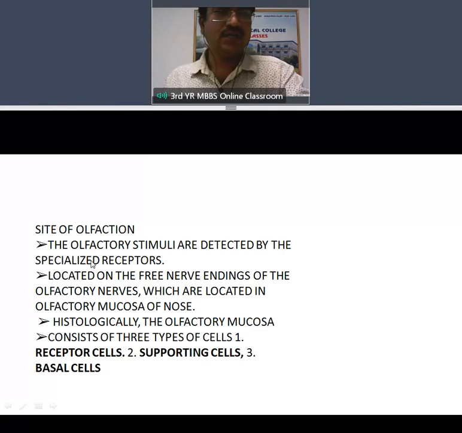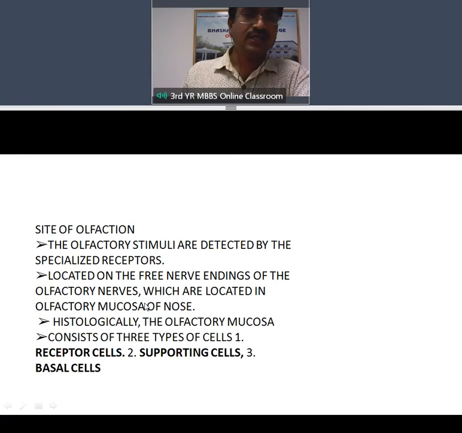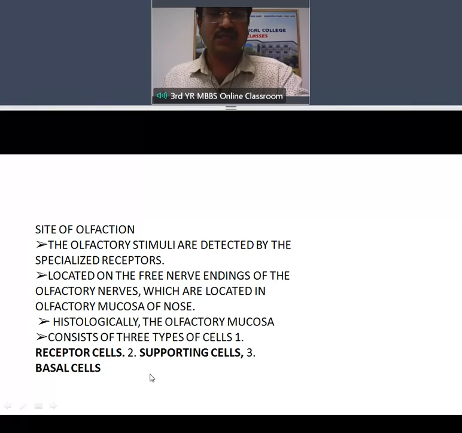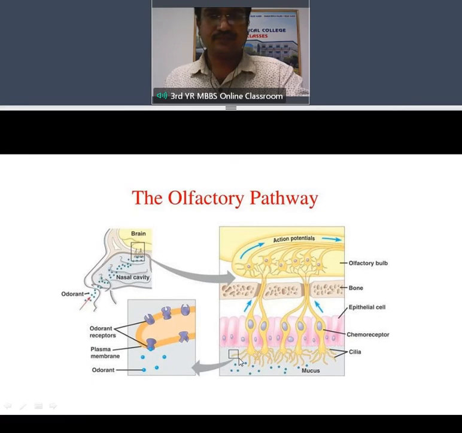Site of olfaction, as you already know: the olfactory stimuli are detected by specialized receptors in the upper one third of the nasal mucosa, located on the nerve endings of the olfactory nerves, which are located in the olfactory mucosa of the nose. Histologically, the olfactory epithelium will have three types of cells: the receptor cells, supporting cells, and basal cells. These are the receptor cells. These are the cilia of the receptor cells. This is the epithelium. This is the bone, the cribriform plate of the ethmoid bone.